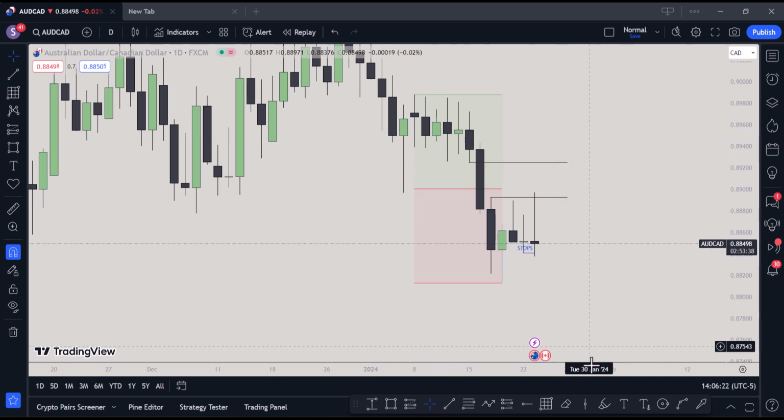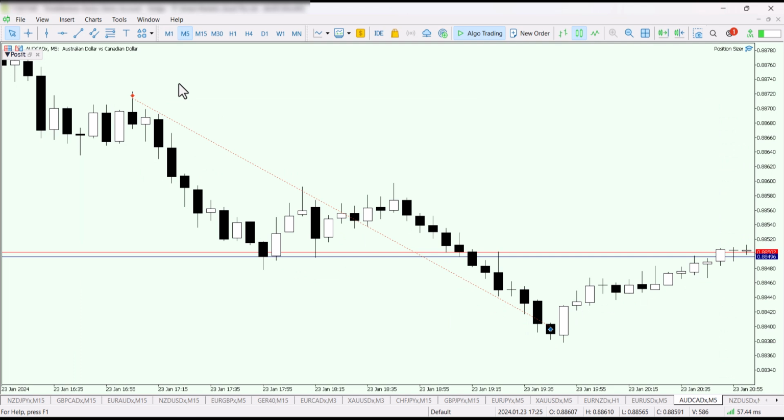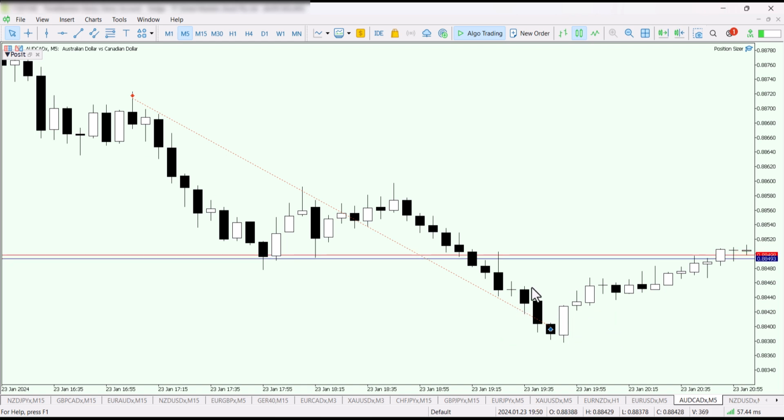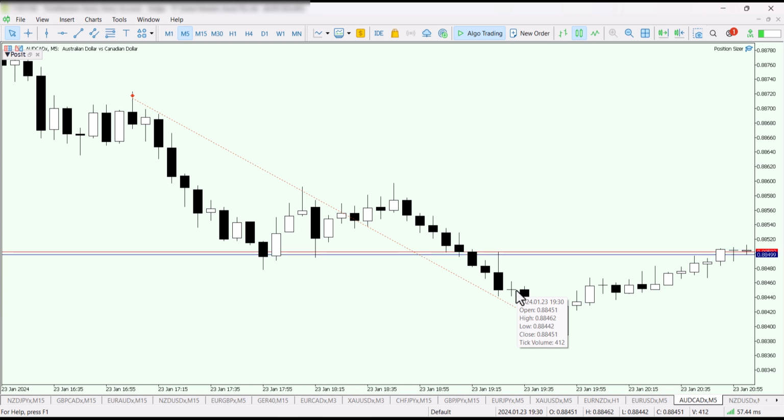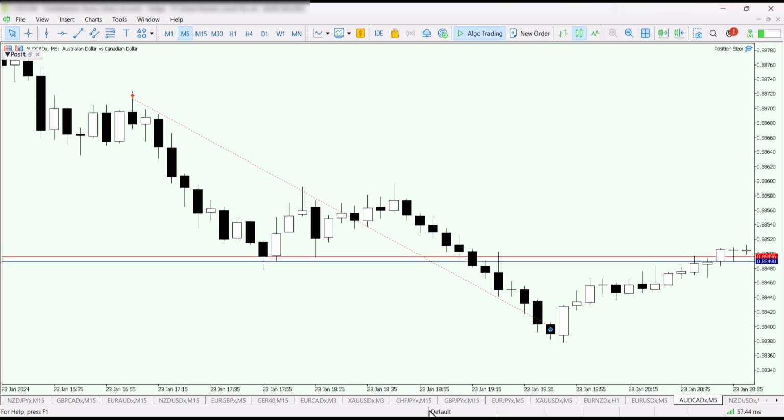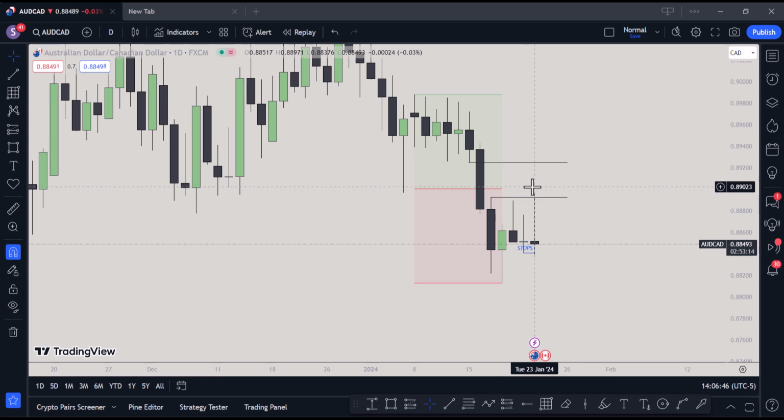And here's the trade. For transparency, I entered from here. It was a sniper entry, and I exited here, also a sniper exit. Now let's move on to the trade breakdown: how I confirmed my bias and how I knew that the price was going to go to the downside.